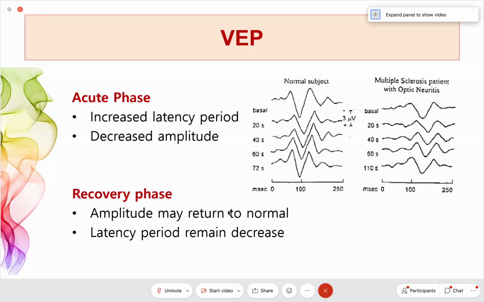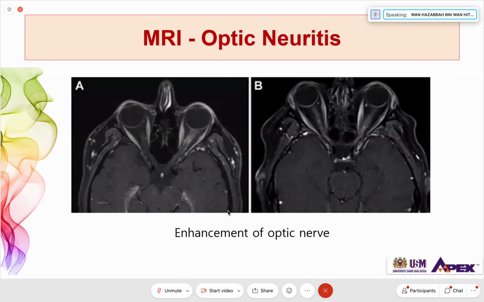So in the acute phase, if we do VEP, actually you don't need to do VEP. But if you do, you will see a decrease compared to normal. It may return to normal after the patient recovers. In terms of MRI, the whole optic nerve will be enhanced. Actually you don't need to do it unless you suspect atypical.